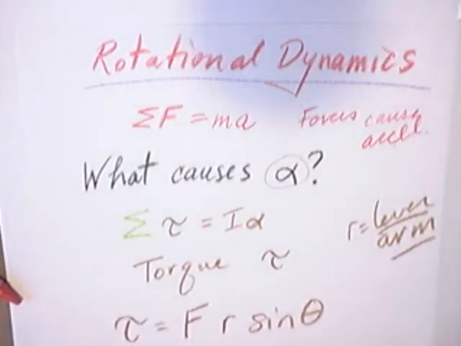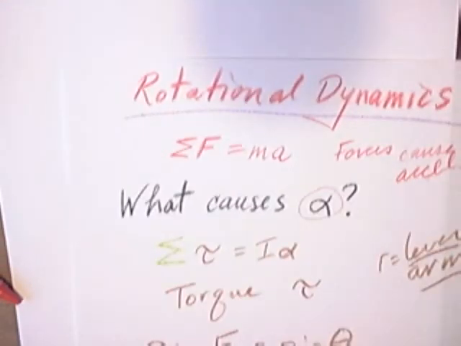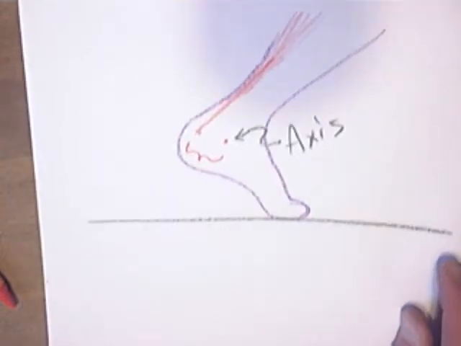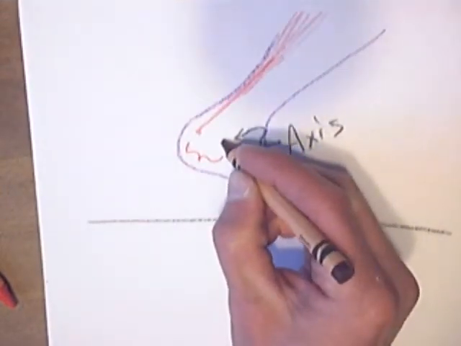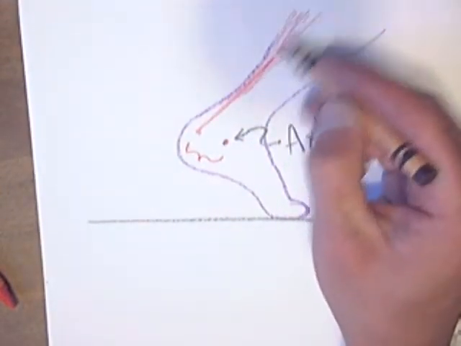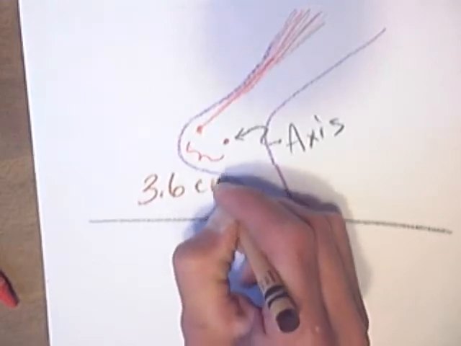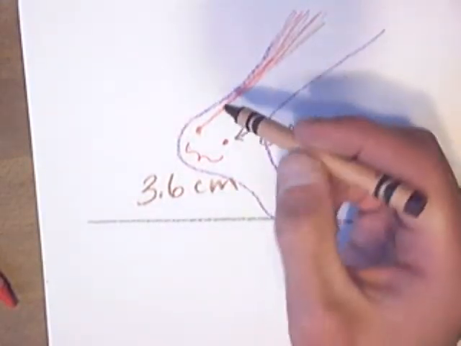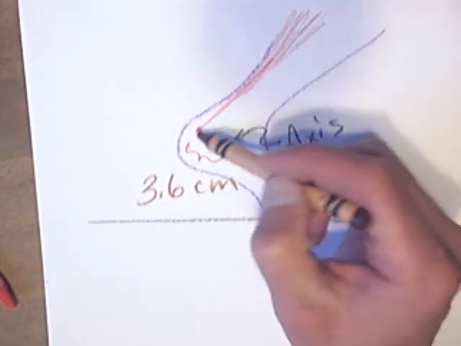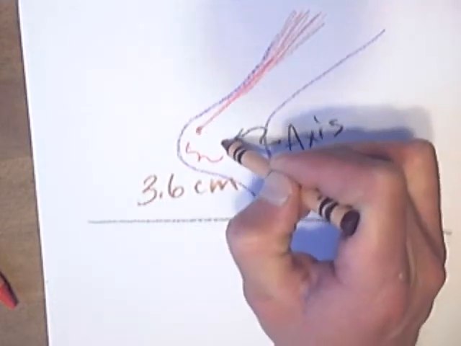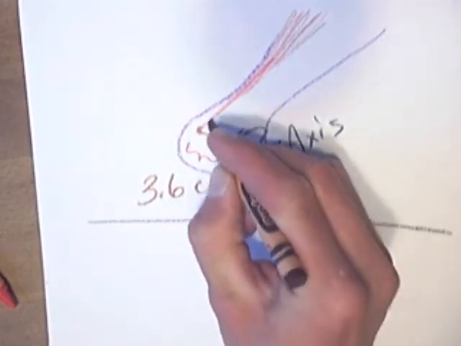So let's do an example. Let's take a look at your ankle. Your ankle is an awesome torque. Here's your axis that you're rotating around. You have your giant muscle back here, and it's attached right here. This is about 3.6 centimeters away. The distance from where your Achilles tendon is attached to the back of your heel and where your heel rotates around.